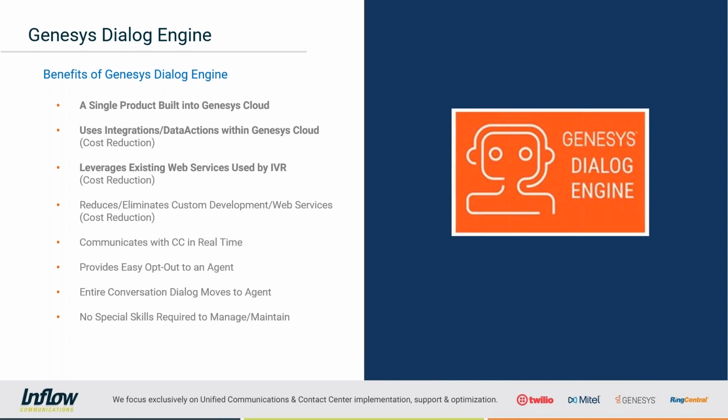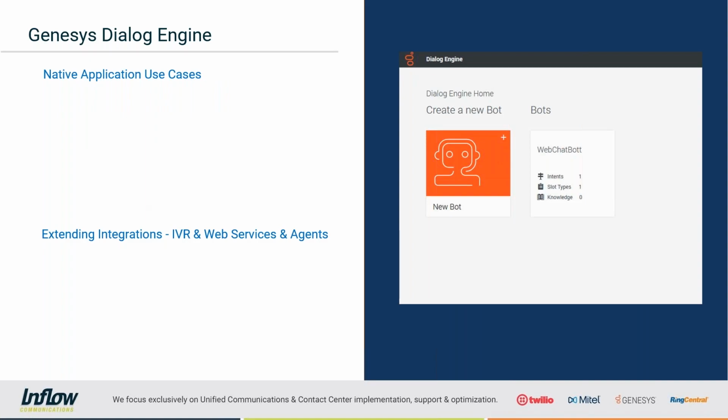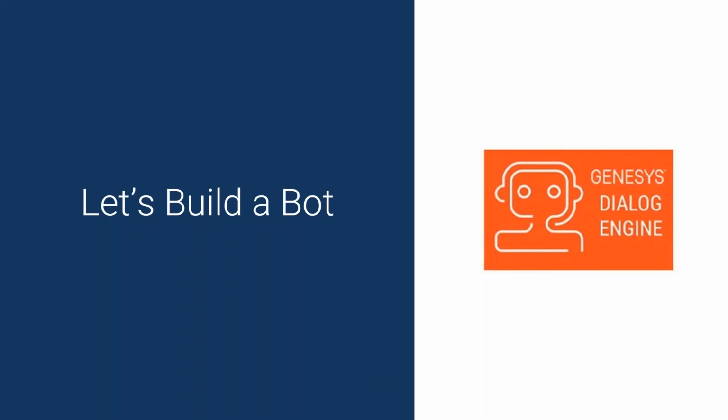What that really means in translation is you don't have to reinvent the wheel, you don't have to restructure web services or rewrite new web services. 9 times out of 10, we can use existing web services. And that leads me to bullet point number 3. The Genesys Dialog Engine bot leverages existing web services that are already used in your contact center solution. So let's go ahead and skip past that and let's get right to building a bot.